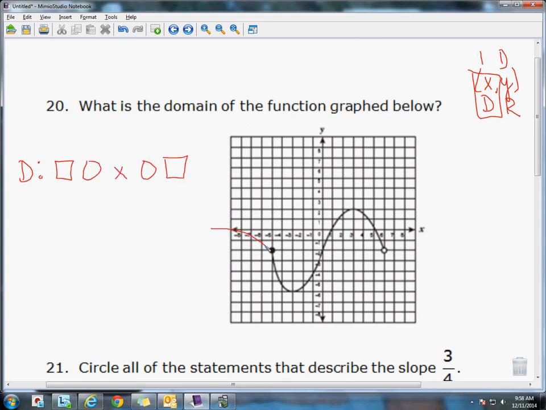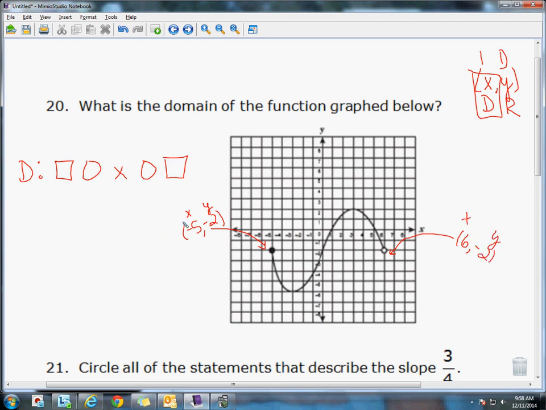Go ahead and write out these ordered pairs, which are negative 5, negative 2. I'm going to label that x and y. And this ordered pair is 6, negative 2. Label that x and y.